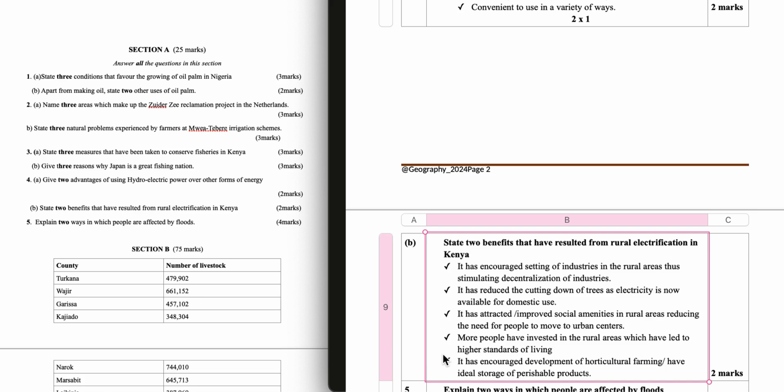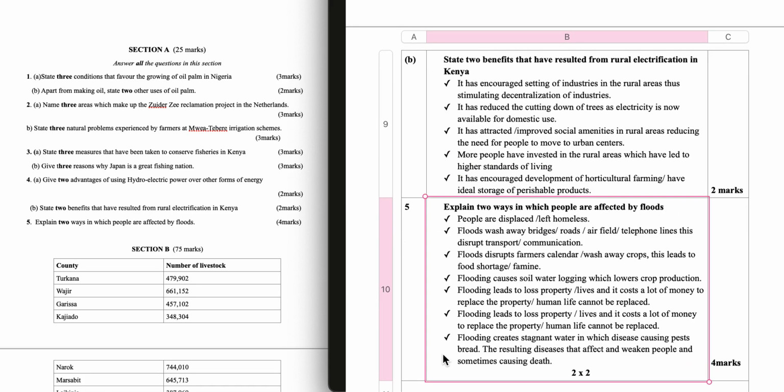Question 5. Explain 2 ways in which people are affected by floods. People are displaced. Basically, this is being left homeless. Floods wash away bridges. This disrupts transportation. Flooding disrupts farmers' calendar, or rather you can just say floods wash away crops. This leads to food shortage.